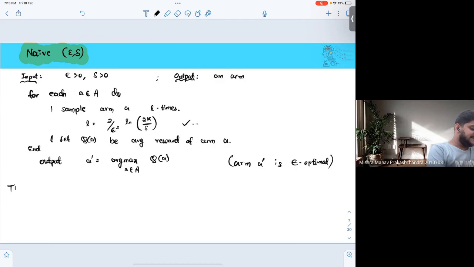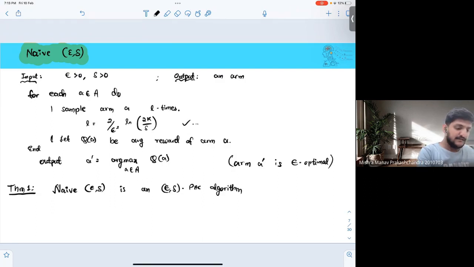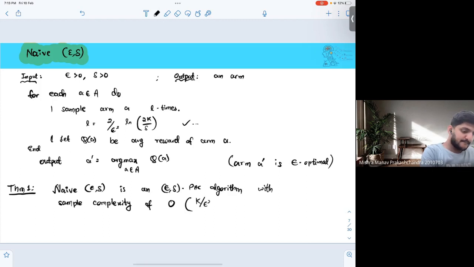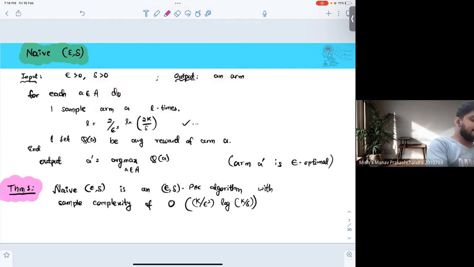And one theorem states that my naive epsilon delta algorithm is an epsilon delta PAC algorithm with sample complexity of K by delta. Okay. So far, so good.